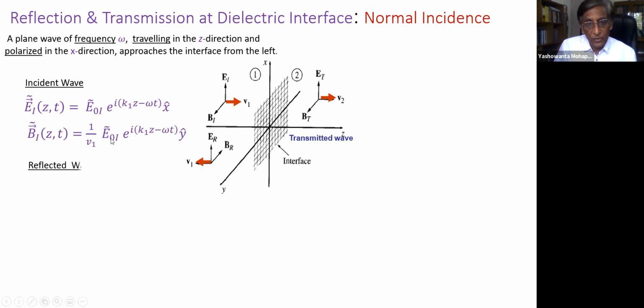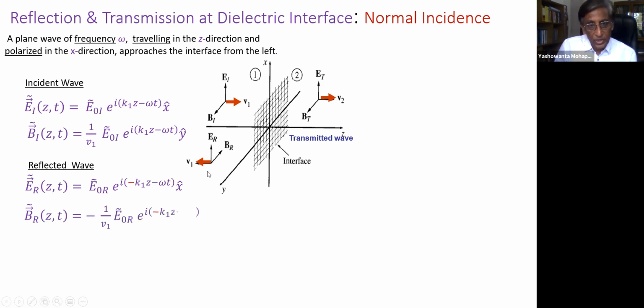Now, what is the reflected wave? It is similar, except that k1 is now minus, since it is still in medium 1. So it is going in the reverse direction, and it is still polarized in the x hat direction. And the B we just get by the rule: it is pointing in the minus y direction, so you pick up a minus here, and this minus comes from E_R. So that's the reflected wave.